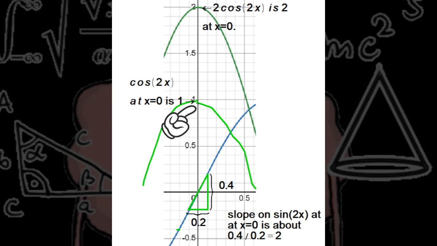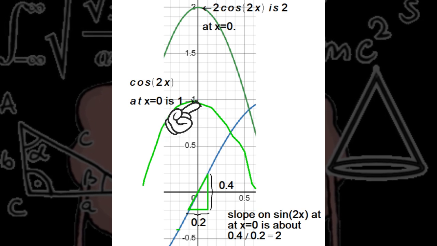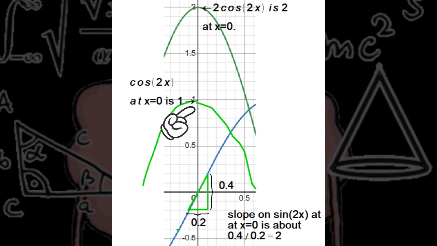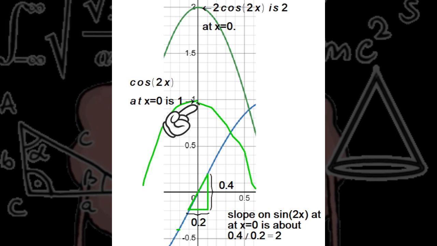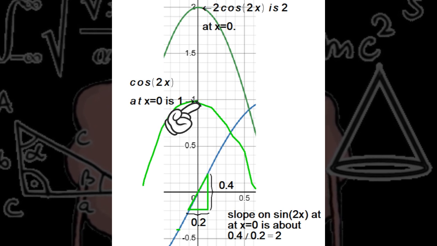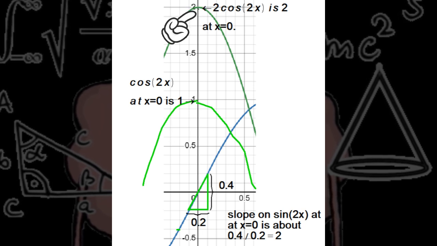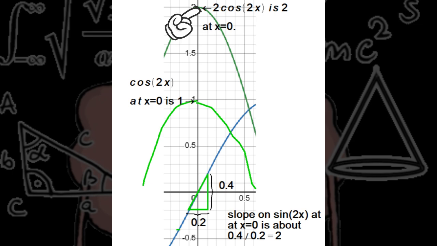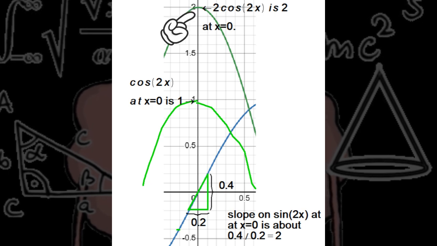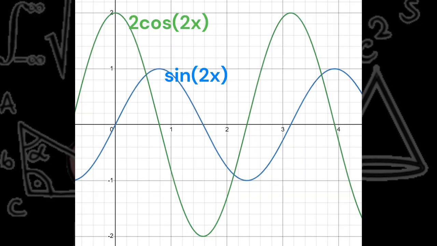Now, if we simply use cosine of 2x as the derivative of sine of 2x, at x equals 0 the value of cosine of 2x is 1, which is not 2. But the value of 2 cosine of 2x at x equals 0 is 2, matching our calculation. This relationship holds across the graphs.